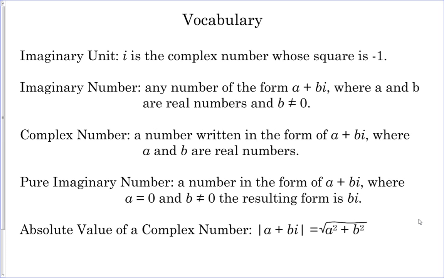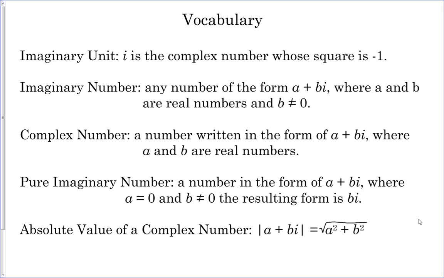Alright, here's your vocab for this unit. The imaginary unit, i, is the complex number whose square is -1. So anytime you see a cursive i from now on, it is going to represent the imaginary unit, which is the square root of -1.